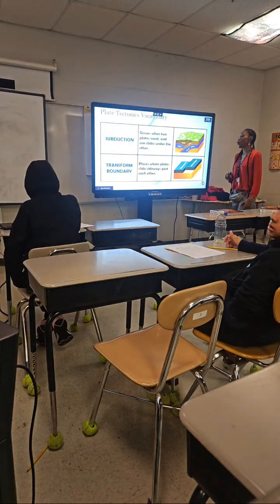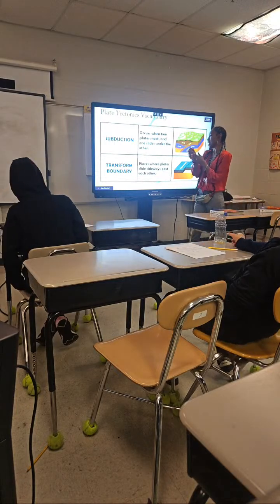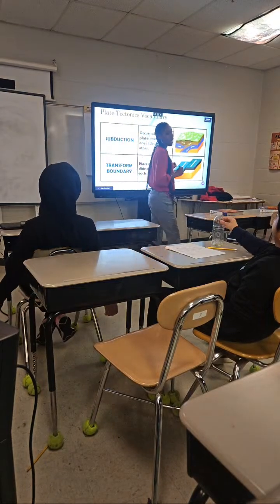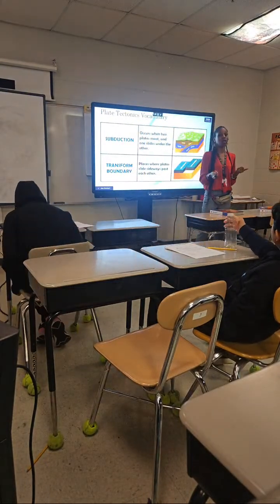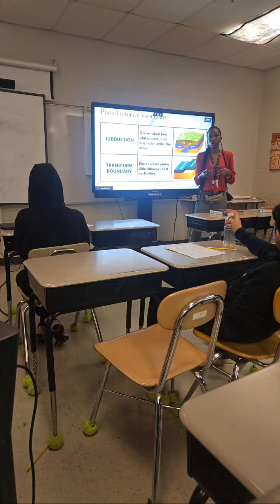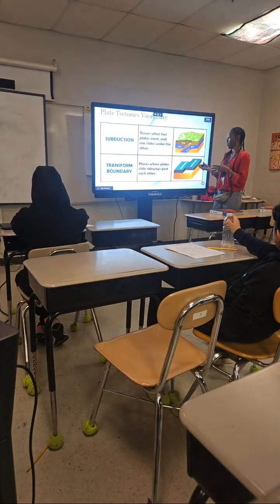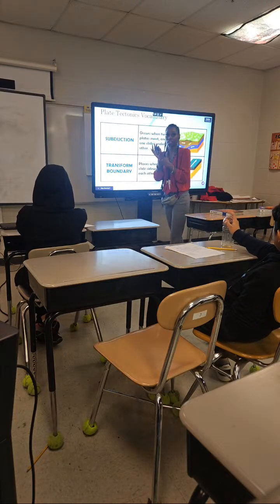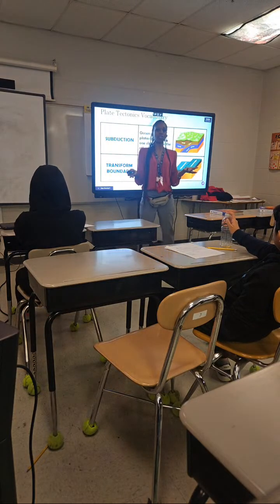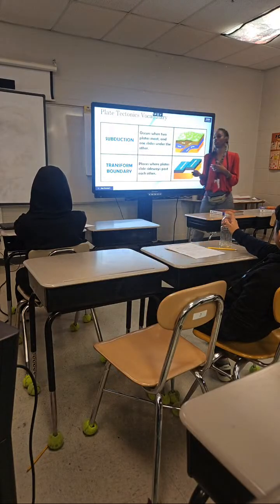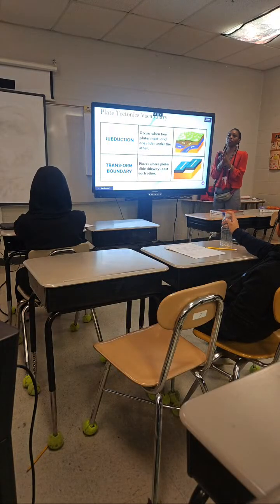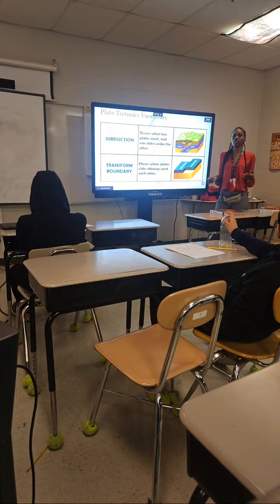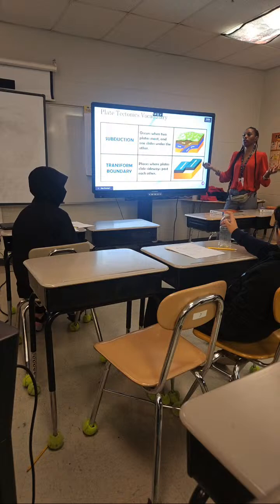And then transform is where two plates slide sideways past each other, causing friction. This type of boundary is what causes earthquakes to occur. Because if something is constantly rubbing up against each other, causing friction, then of course it's going to cause a problem. The ground is going to start breaking apart because it's causing friction, it's heating up, it's going to cause cracks in the earth, and then here comes the earthquake.